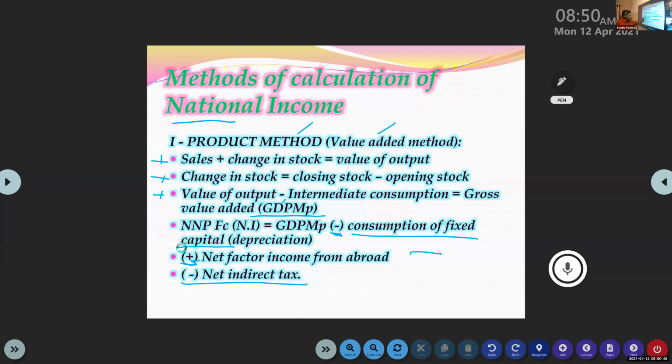Okay, minus net indirect taxes. Net indirect tax, we have to reduce. Any doubt? We have to minus it if it is net factor income to abroad. Add it if it is net factor income from abroad.